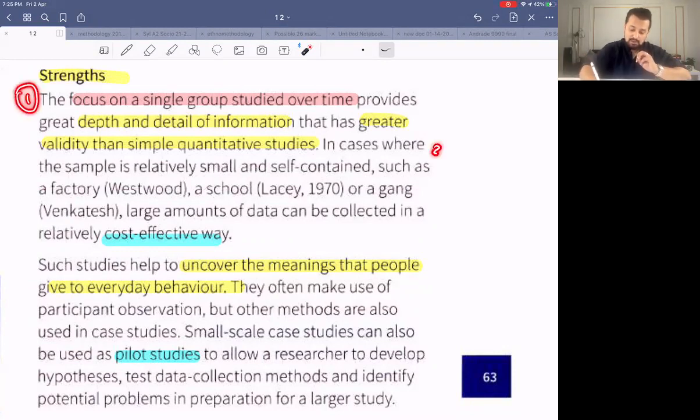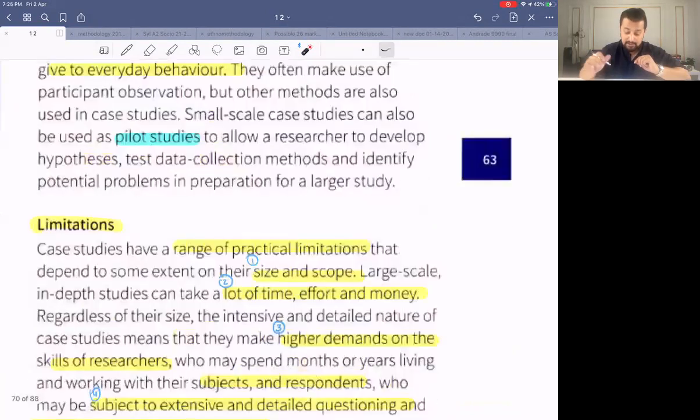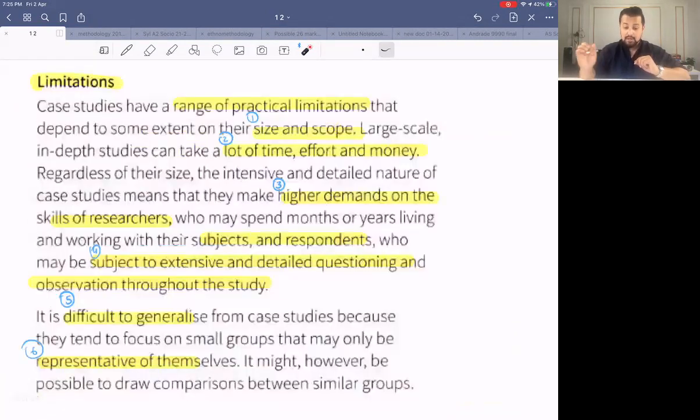Say 1, 2, 3, and 4. We've discussed 4 strengths over here. Moving on towards the limitations of a case study. There are a range of practical limitations. It's all highlighted over here. So there are a range of practical limitations that depend to some extent on the size and scope of the study, right? What size are you trying to cater to? What's the scope of the study that you're trying to step into?